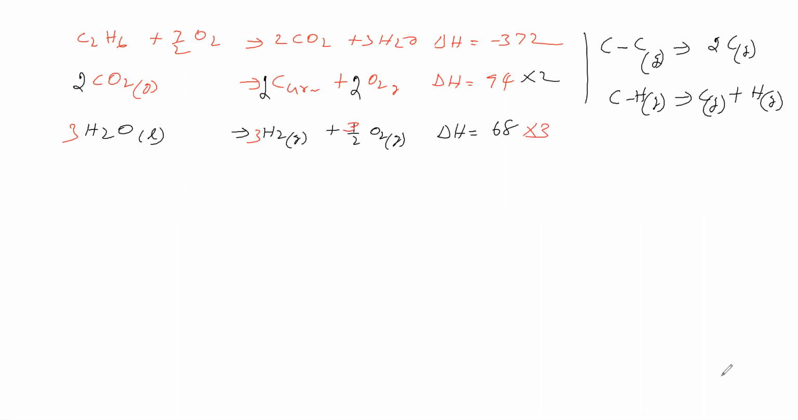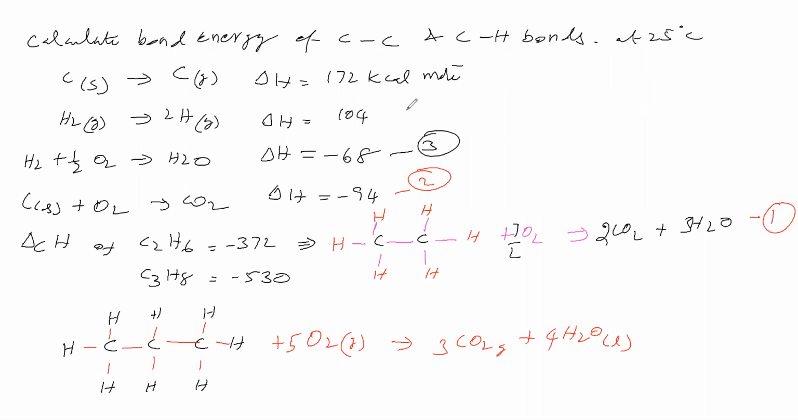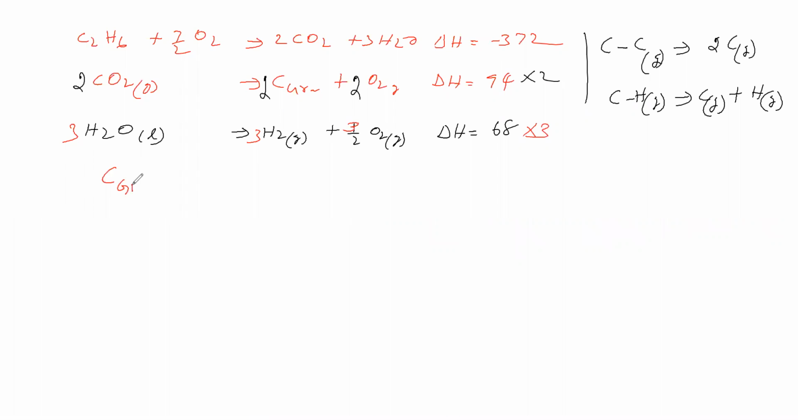Sir, we have the graphite that we have to cancel, which is on the right side. Therefore, take the fourth equation as it is. So the fourth equation we are taking as it is. Carbon graphite solid gives carbon gas. For that, what is the energy? In the sense, 172 is the energy. You take 172.